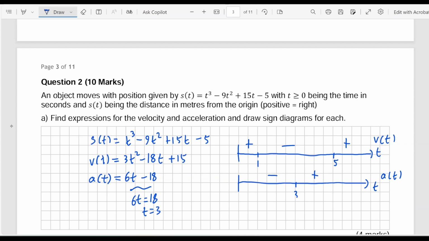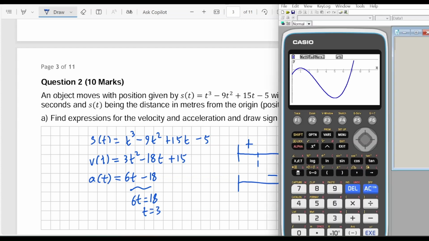And it's sad, then happy. So it goes minus and plus. Or concave down, then concave up.